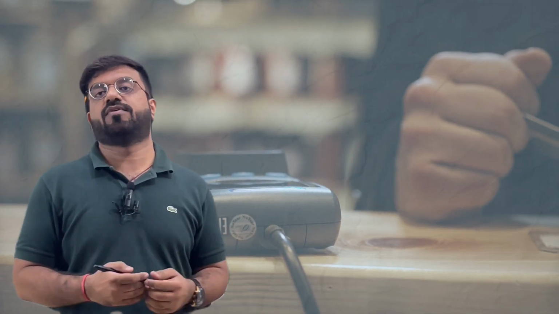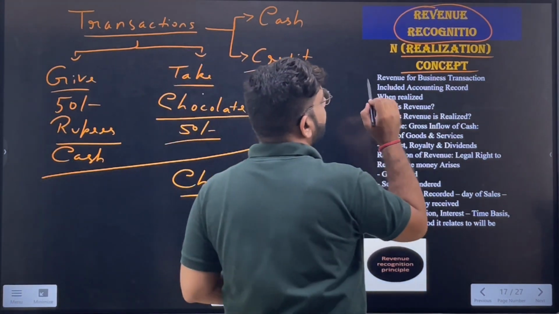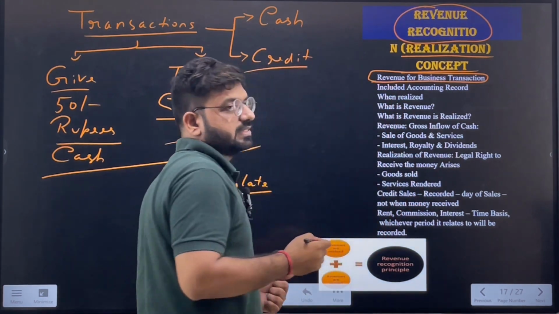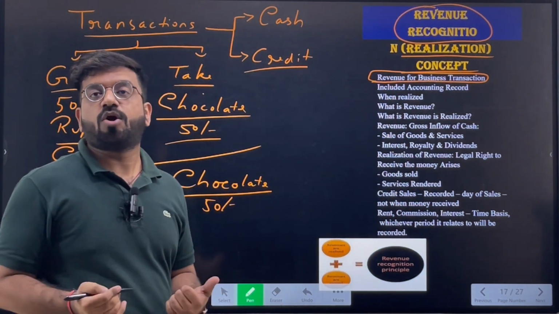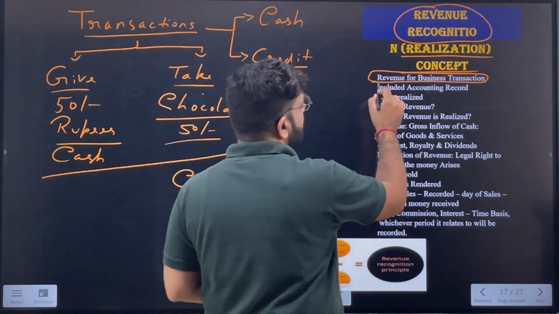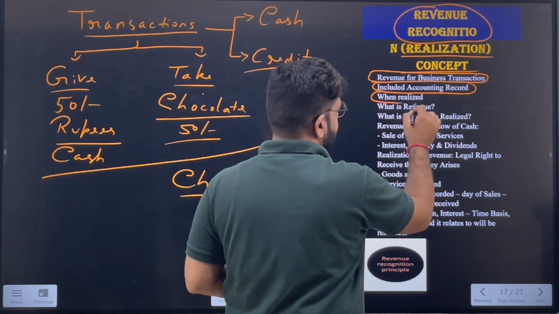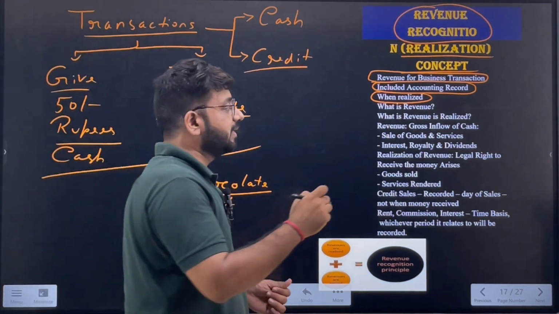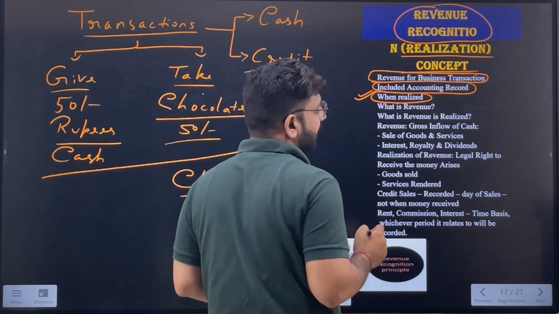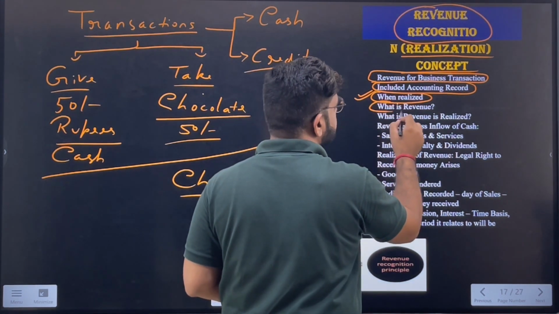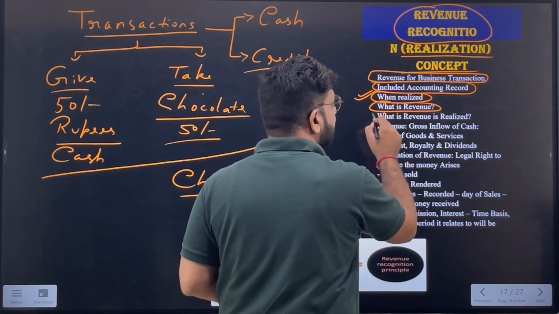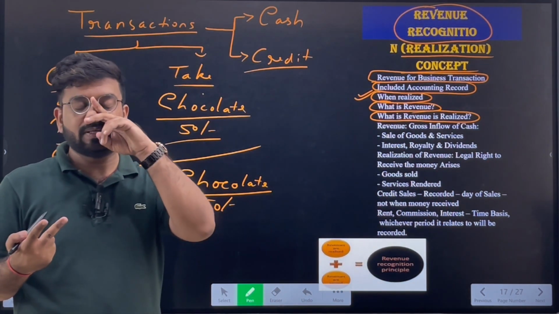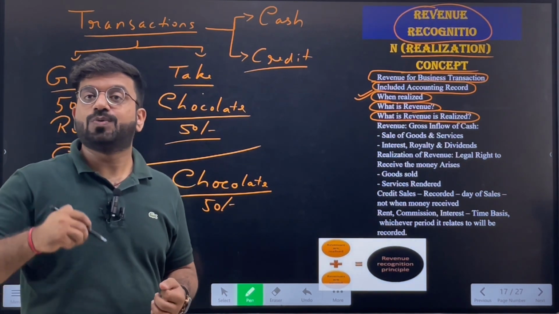This is all about the revenue recognition. Now let's see. So revenue recognition is basically revenue for business transactions. All the business transactions are all the things which have to be recorded in the books of accounts. Now, when realized, obviously we record the transactions when they have to be realized. Now, the question arises, what is the meaning of revenue and what is the meaning of revenue is realized? There are two things. One is the revenue, one is the revenue is realized.